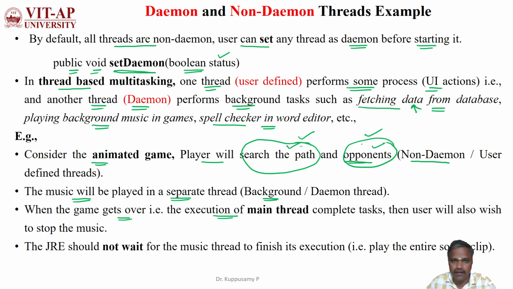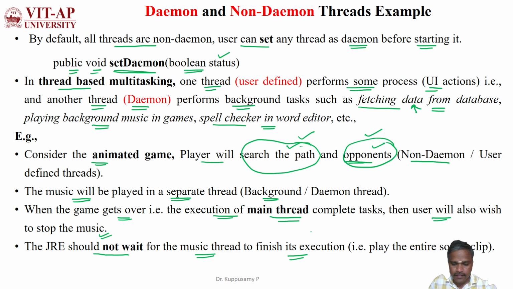Both threads are called main threads or non-daemon threads. Once the non-daemon threads have completed the task, the user will wish to stop the music, or wants to close the game. Once he wants to close the game, the Java runtime environment will not wait for the music thread to finish its execution.